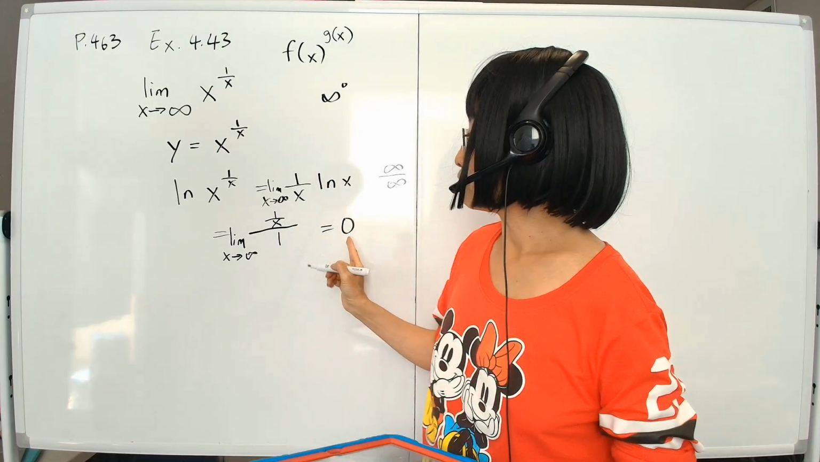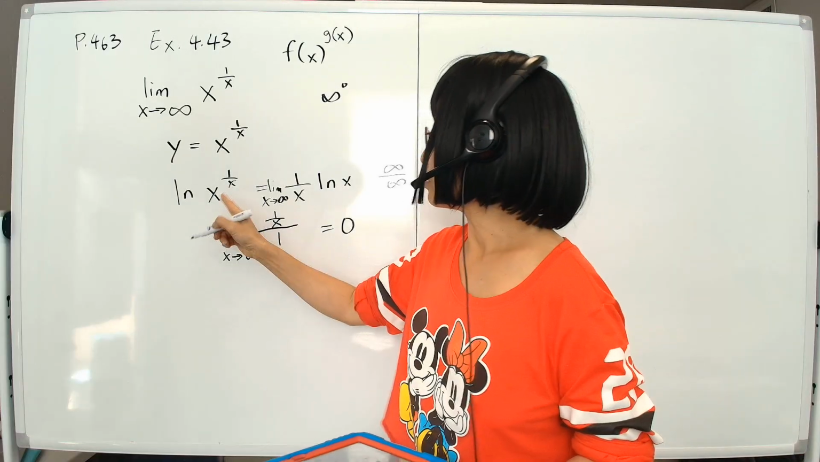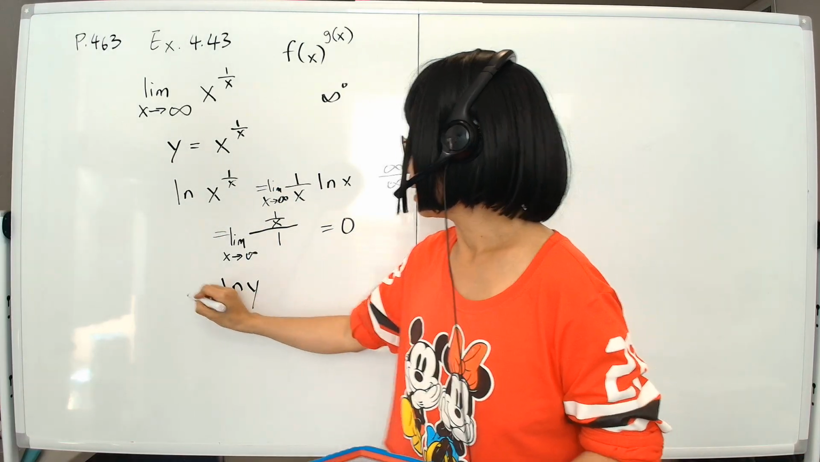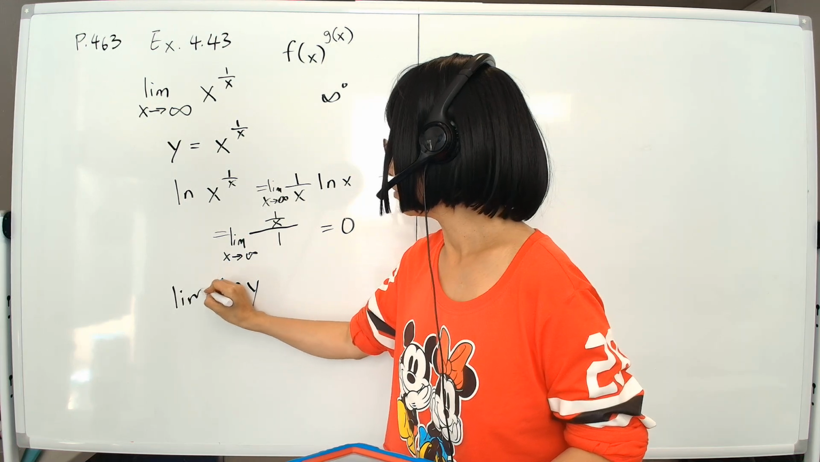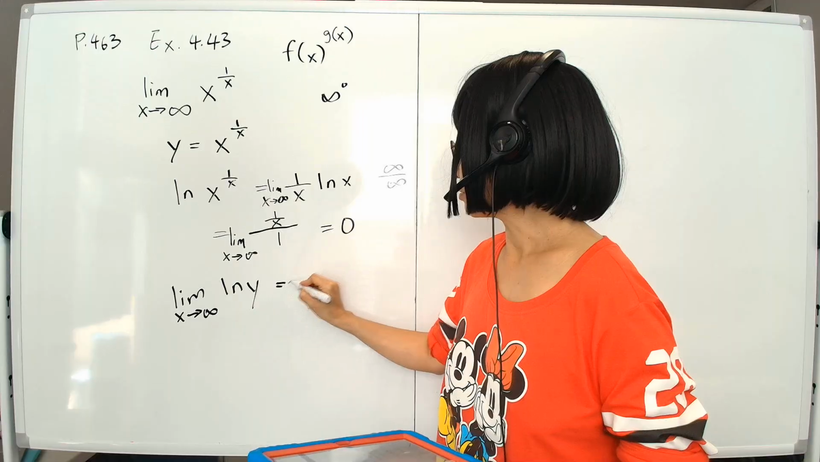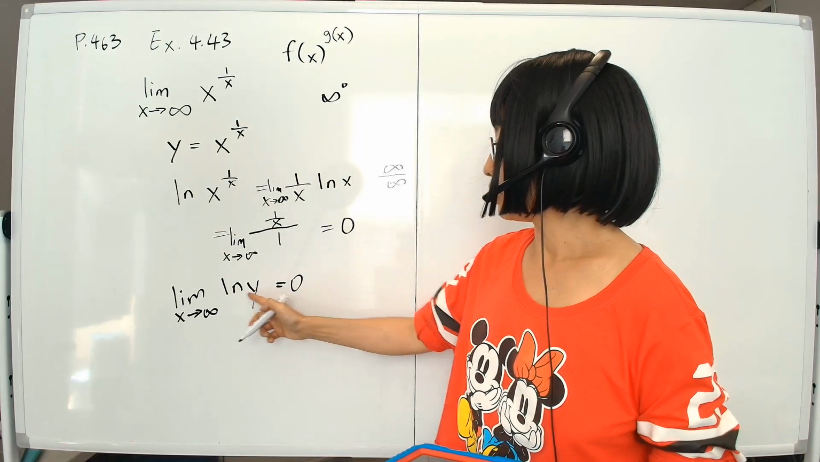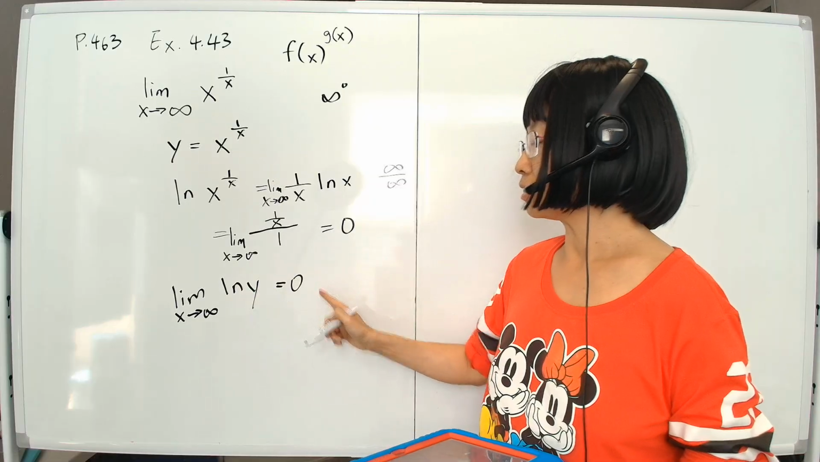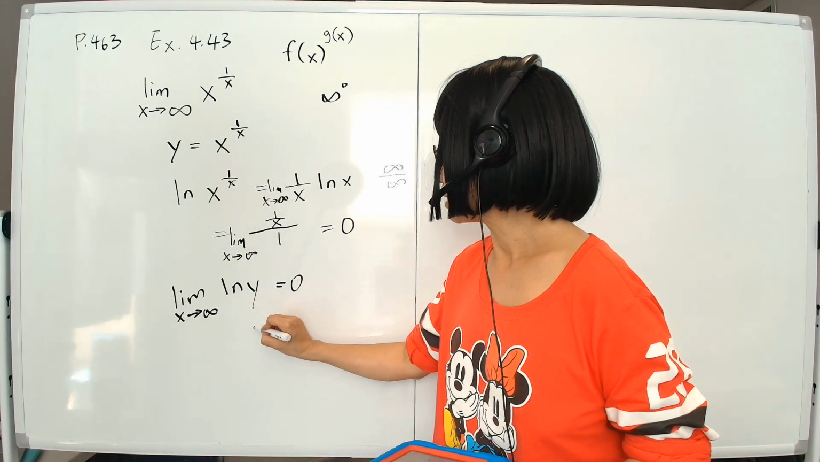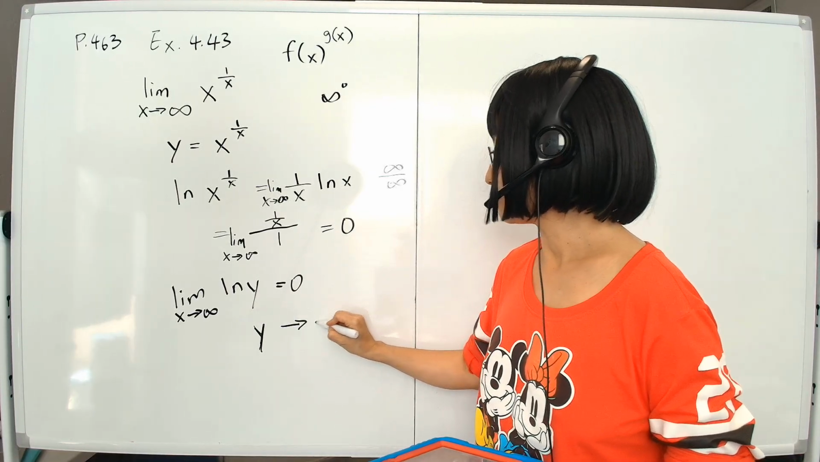Now, so far we only know what happens to the natural log of this thing. We set y equal to that, so the natural log of y as x approaches infinity equals 0. But what happens to y itself? If the natural log goes to 0, that means y itself goes to e to the power 0.